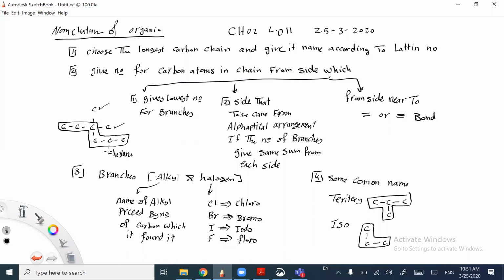Give the numbers to the carbon atoms from the side which gives the lowest number for the branches. Counting from this side 1, 2, 3, 4, 5, 6, we find a branch on carbon 4. From the other side, 1, 2, 3, 4, 5, 6, we find the branches on carbon atom number 3. So we will count from this side.